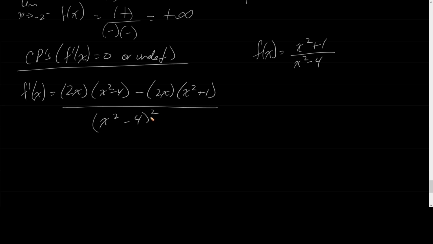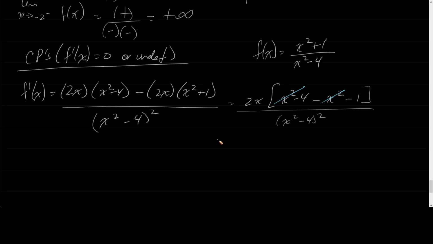And now, let's see what we can do here. I see that both of these have a 2x, so let's factor out the 2x. And what am I left with? I'm left with x squared minus 4 minus x squared plus 1. So I can distribute this negative into each of those, so minus x squared and then minus 1. All of this over x squared minus 4 squared. At that point, I see that the x squared minus x squared cancels out. Negative 4 minus 1 is negative 5. Negative 5 times that 2x on the outside is negative 10x, and we have this over x squared minus 4 squared.